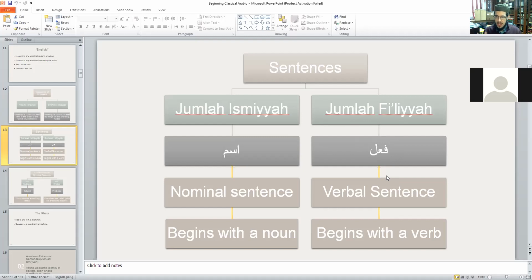All of your understanding of Arabic is going to depend upon your understanding and recognizing when you're dealing with a verbal sentence and when you're dealing with a nominal sentence. Why? Because each of those two different types of sentences has different parts. And those different parts have different markers on them that indicate what's going on in the sentence.